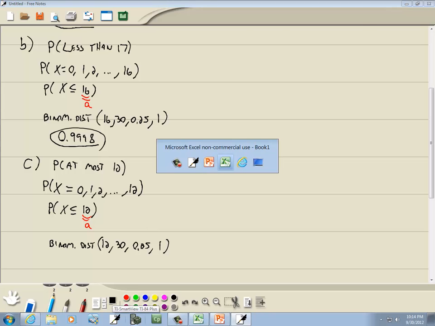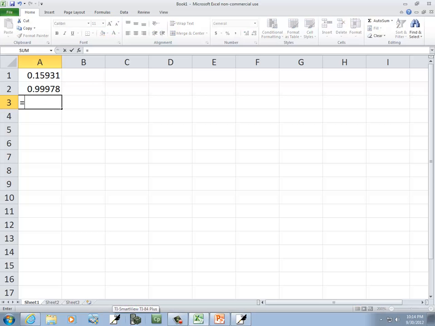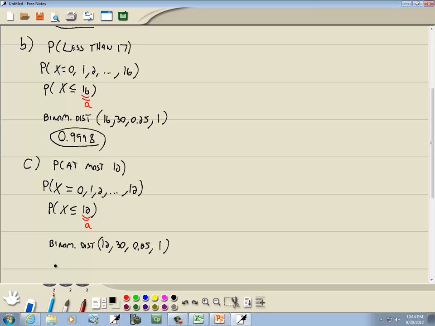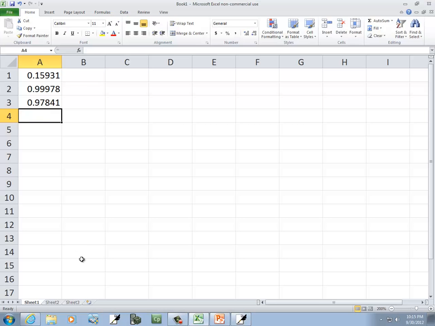So let's go see what that is in Excel. Equals binom dist 12, 30, 0.25 and 1. And close parentheses and then enter. And that gives us 0.9784.